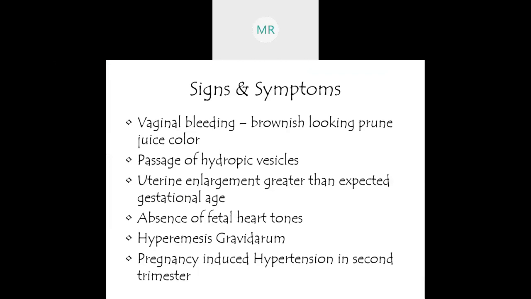She'll have passage of hydropic vesicles, like passing a grape. She's got uterine enlargement greater than expected for gestational age, so she's large for dates. It feels doughy. There's an absence of fetal heart tones, so there's no activity noted. She'll have hyperemesis gravidarum, and she'll also have hypertension that is pregnancy induced.